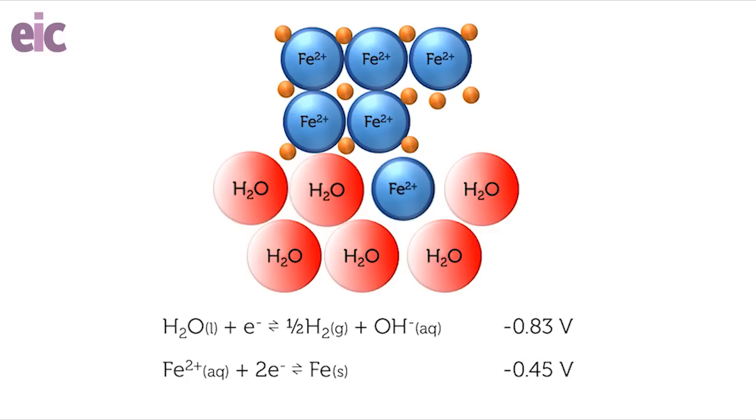Numerically, if I was doing this with some of my senior students, I might put these up. They represent the standard electrode potentials for the water and for the iron, and all these numbers are saying is that the iron isn't good enough at letting go of electrons to give those electrons to the water.